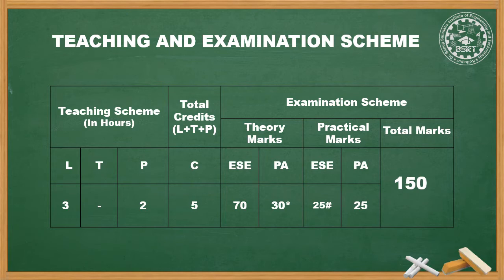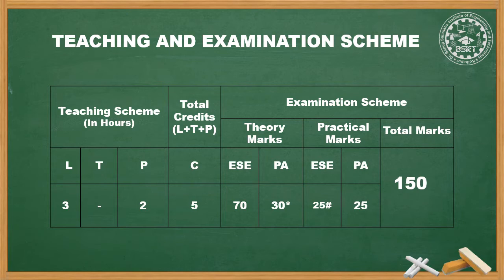The paper consists of 100 marks, out of which 70 marks will be of end semester examination that will be conducted by the MSBT, and the remaining 30 marks will be the progressive assessment, which is based on your micro project plus the class test marks.